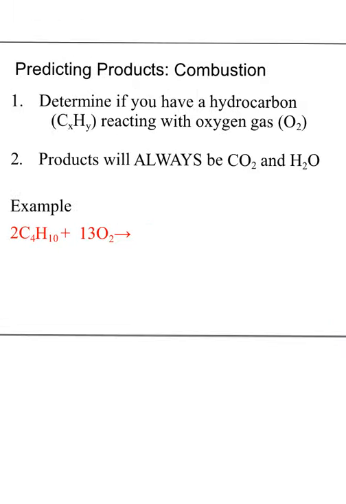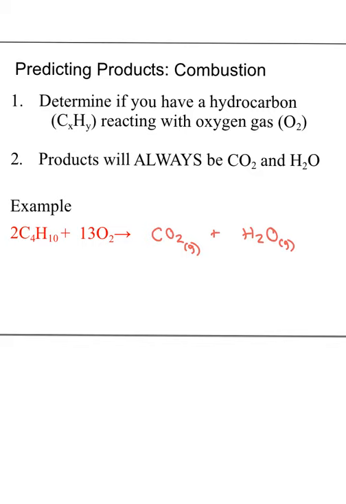And last but not least, my personal favorite, let's predict some products for a combustion reaction. First, you have to figure out, do you have a hydrocarbon? So a compound with carbon and hydrogen reacting with oxygen gas. If the answer is yes, then the products will always be CO2 and H2O. Both of these will be gases. A combustion is hot. It's usually a big boom, big explosion.